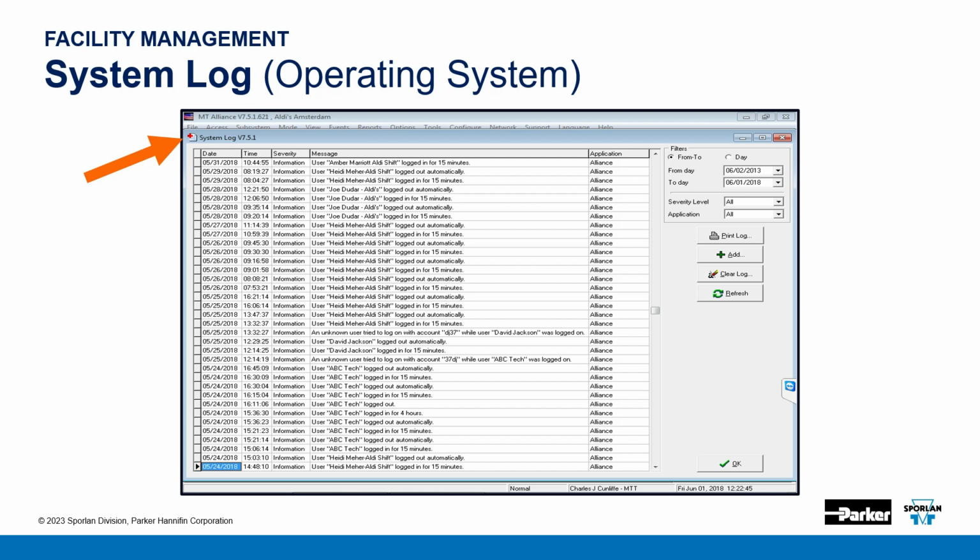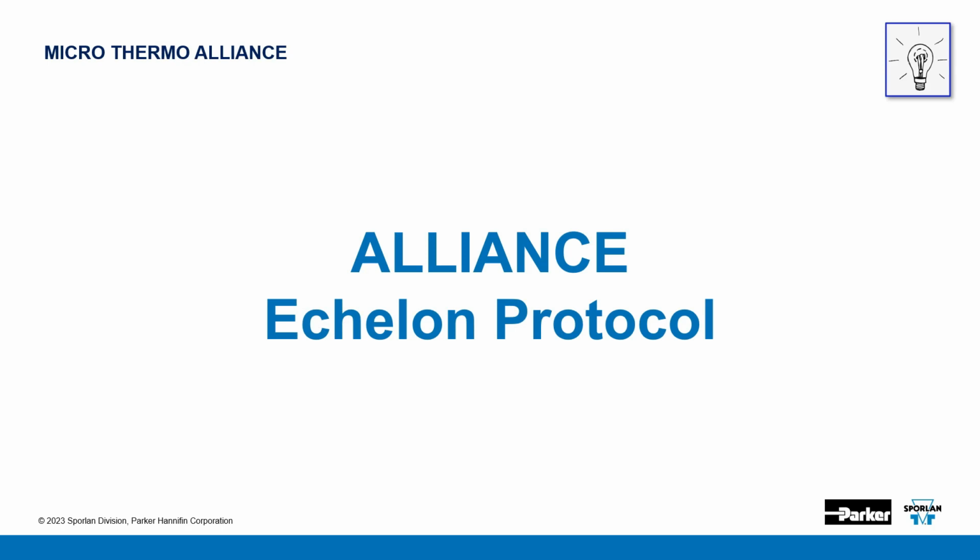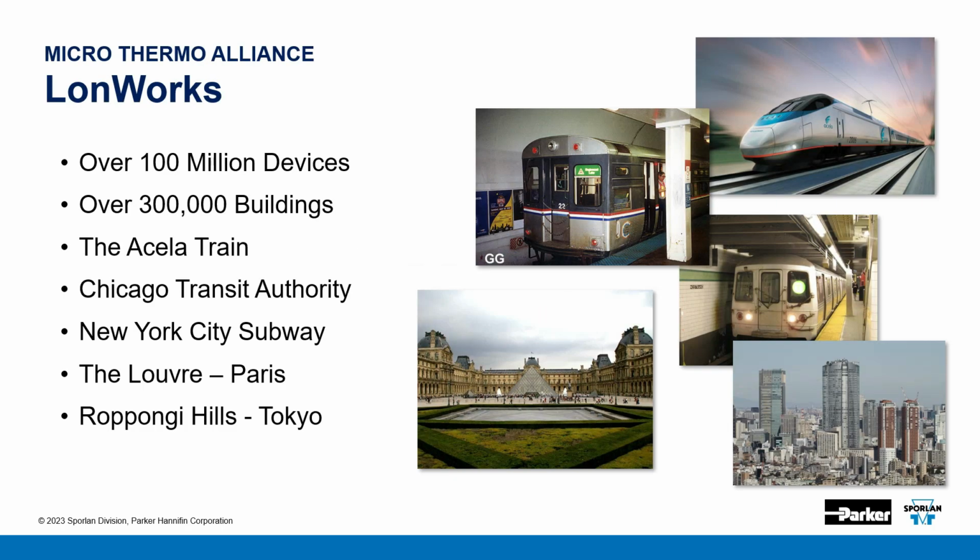They are already contained within Microthermo Alliance, and as I said earlier, you can narrow down the time period, okay? For this system log, you can do a day, a week, a month, or a year, and you can do a severity level. You don't have to look at everything. You could only take a look at critical issues rather than taking a look at every issue regarding the operating system. So now let's talk briefly about the Echelon protocol that we use for Alliance.